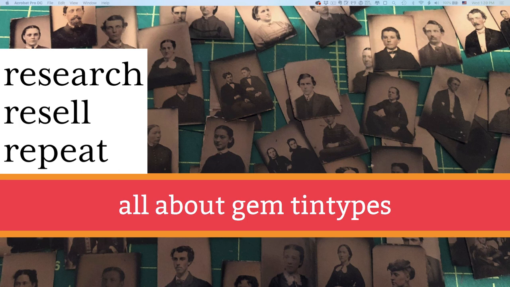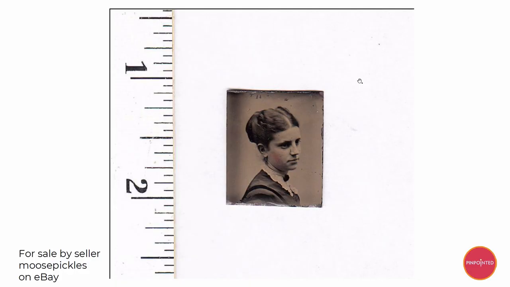So the gem tintype is about 1¼ inches high and anywhere from 3/4 of an inch to 1¼ inch wide. Here's one with a ruler for scale. The vast majority of tintypes of this size are going to be portraits, usually head and shoulders views. And there are ones that aren't, and those get pretty interesting. We'll talk about those later. And this size is known as a gem tintype or a gem.